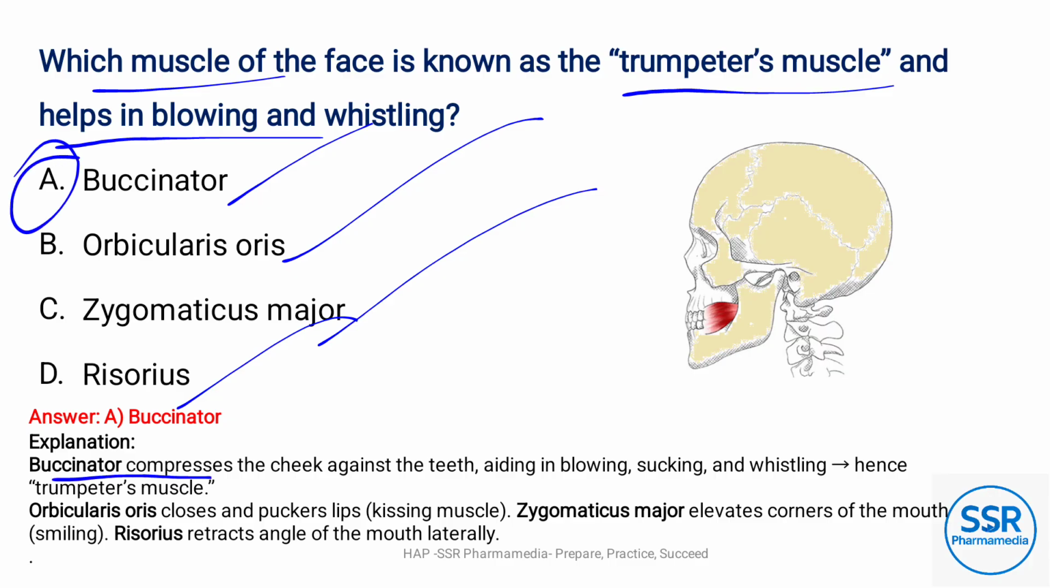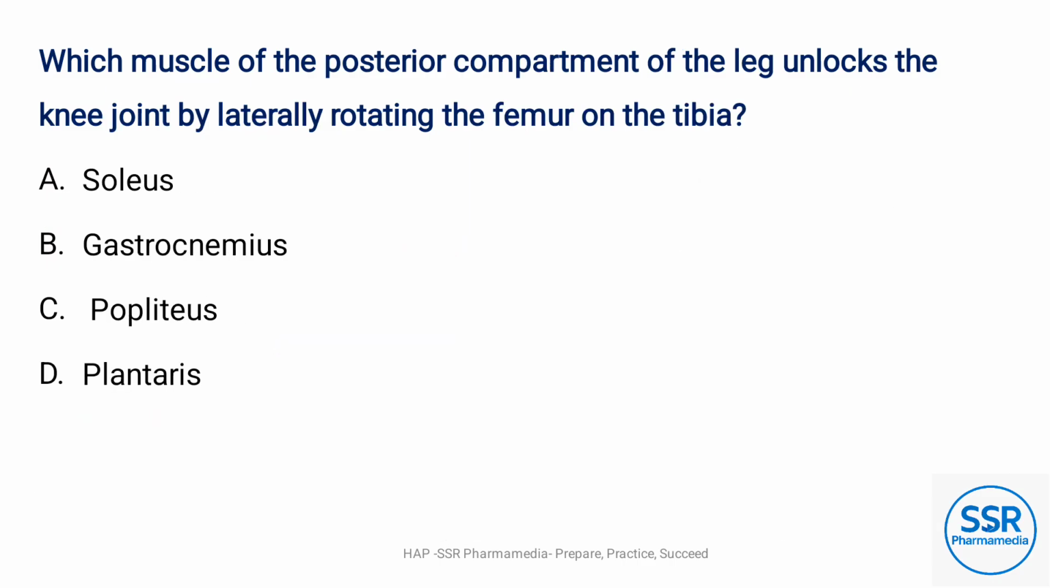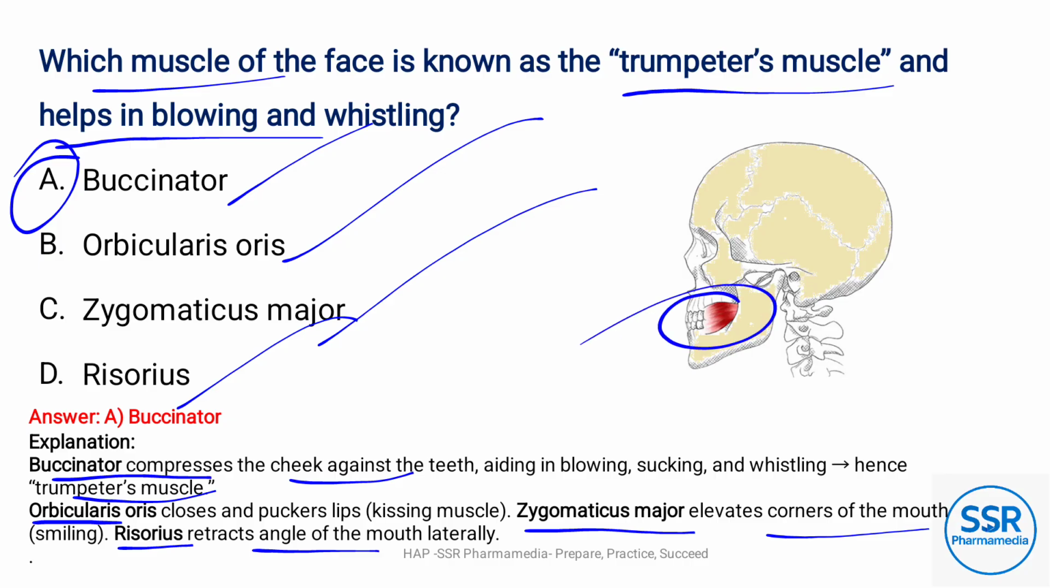Buccinator compresses the cheek against the teeth, aiding in blowing, sucking and whistling. Hence it is the trumpeter muscle. Orbicularis oris closes and puckers the lips. Zygomaticus major elevates the corners of the mouth, and risorius retracts the angle of the mouth laterally. So this is the buccinator muscle.